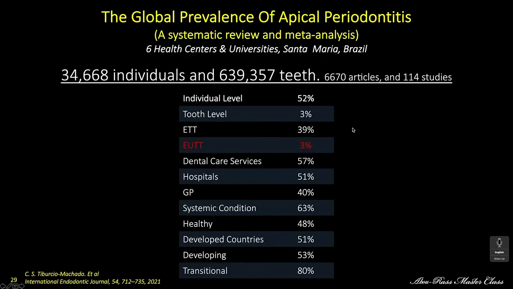Now you could ask me, what about international, global? The global study, okay, again showed that the incidence of AP in endodontically untreated teeth is 3%. Globally, surprising, 52%. So what's the conclusion? Endodontic education is on the decline. Endodontic education needs repair. We need to go back to the basics.